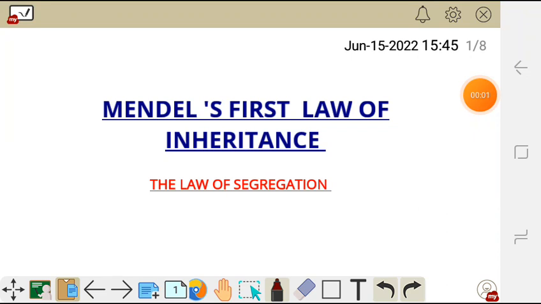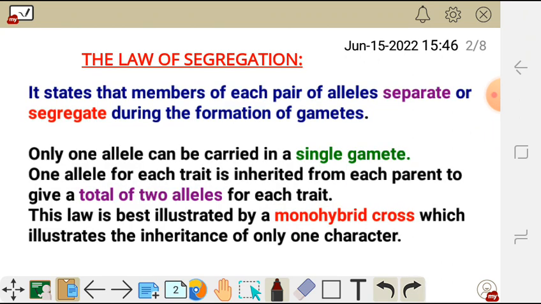Hello there, let's look at Mendel's first law of inheritance, which is the law of segregation. The law of segregation states that members of each pair of alleles separate or segregate during the formation of gametes. Remember, alleles come in pairs. We inherit one from each parent, and then we come up with a pair of alleles. But this pair, during gamete formation, separate and segregate. That's what the law of segregation states.